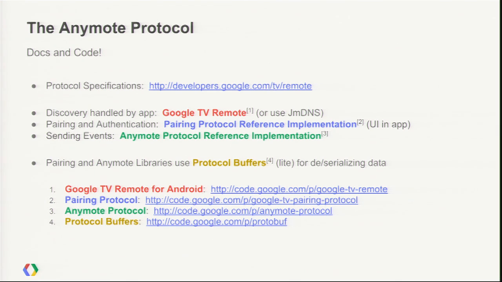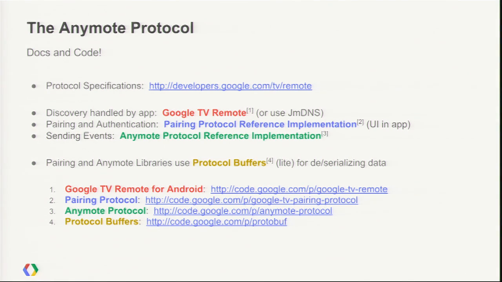For pairing and authentication, we have a reference implementation in Java that works on Android, and there's also a C++ implementation that was released very recently. And for sending events, you use the Anymote Protocol reference implementation, which is also Java and C++ based. The libraries both use protocol buffers, the same as the sensor demo did. Here are all the URLs.